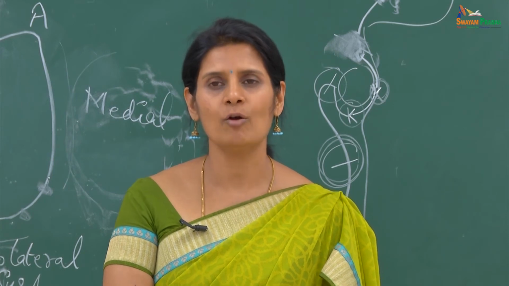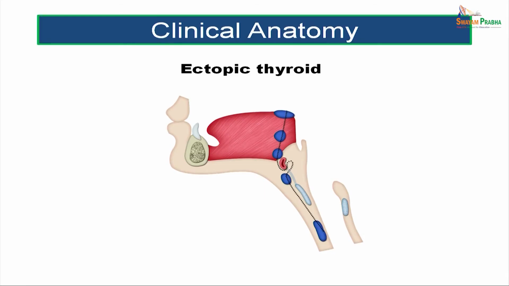Now, you can see the anomalies related to the development and its migration. You can see the thyroid gland can be submucosal, it can be intramuscular in the tongue, it can be in the inferior aspect of the tongue above the hyoid bone, it can be anterior to the hyoid, it can be retrohyoid, that is inferior to the hyoid, or it can descend down to reach the mediastinum, a retrosternal thyroid gland.